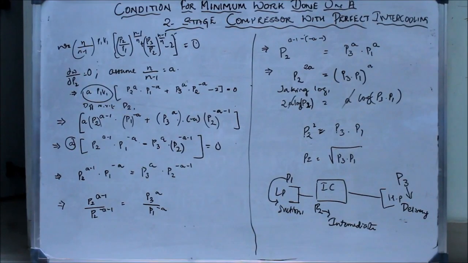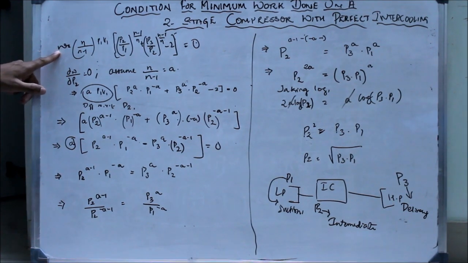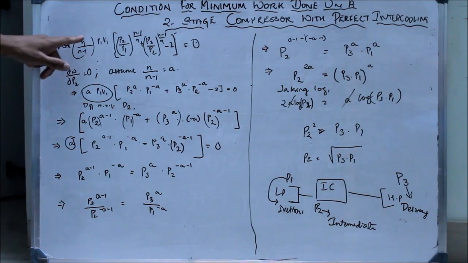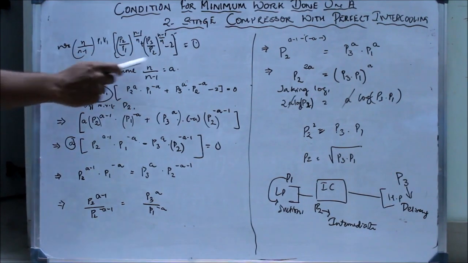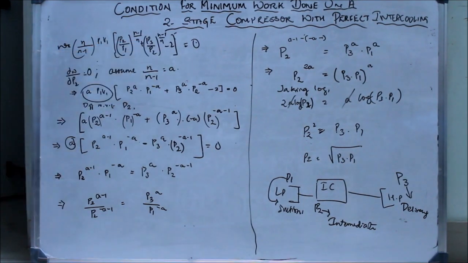Hey friends, today I will be talking about the condition for minimum work done on a two-stage compressor with perfect intercooling. We know the expression for work done in a two-stage compressor with perfect intercooling is W equals N by N minus 1 into P1 V1 [(P2 by P1) to the power N minus 1 by N plus (P3 by P2) to the power N minus 1 by N minus 2]. This I have derived in my previous video. You can check that out. I will leave the link in the description below.